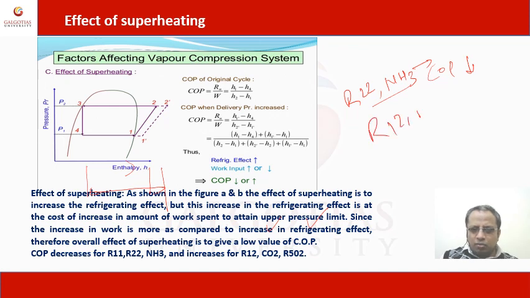But for R12 and R504, when we go for the superheating of the refrigerant, the COP will be more for these refrigerants. So it depends on the refrigerant available. Sometimes for the superheating, the COP will be more, or sometimes COP will be less. So this is actually a refrigerant property. This is very important: for R22 and ammonia, the COP will decrease during the superheating of the refrigerant, and for R12 and R14, the COP will increase during the superheating of the refrigerant.